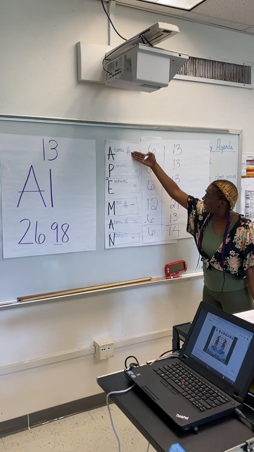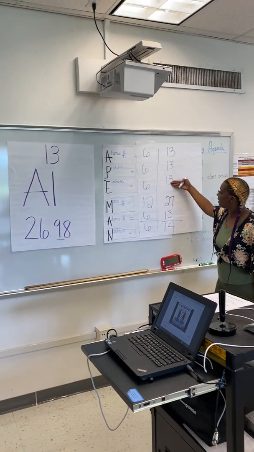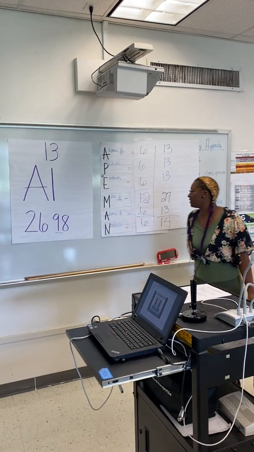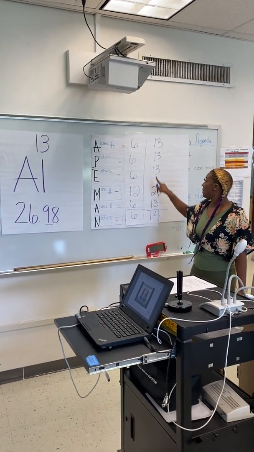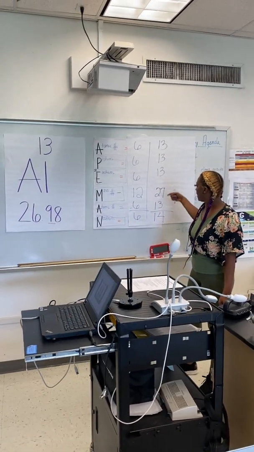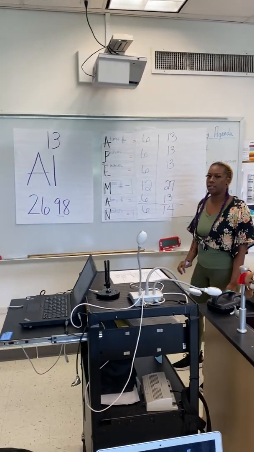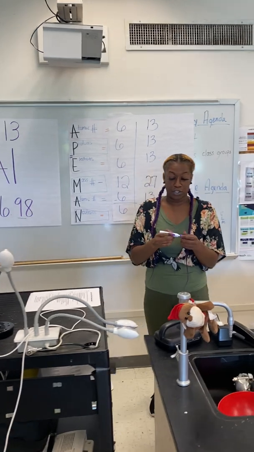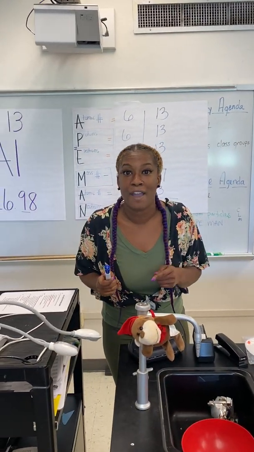Okay? So these three are equal: 13, 13, 13. We get the mass, round it up to 27 because the 9 is bigger than 5. Get the 13 from our atomic number. Subtract 13 from 27 to get 14 neutrons. Okay? So hopefully that was good. Now, you get to go to the you do portion and do it yourself. All right? Good luck.